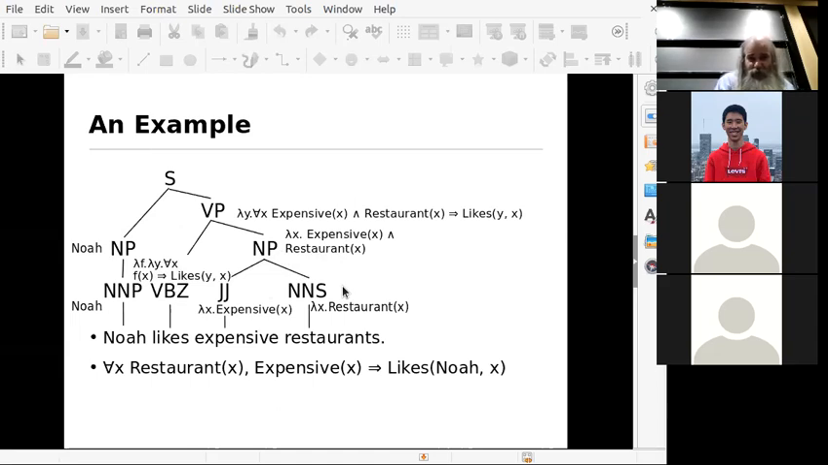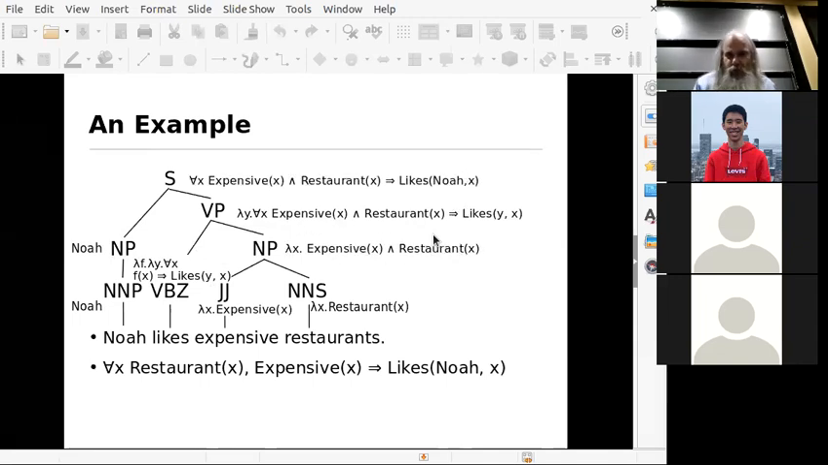Then what we want to know is S goes to NP VP. What we say is, the semantics of the S is the semantics of the VP applied to the semantics of the NP. That's going to be this whole expression here being applied to Noah. So lambda y is going to get applied, and all occurrences of y are going to get replaced with Noah, and we end up with the answer that we actually want, which is for all x, expensive x, restaurant x, likes Noah x.